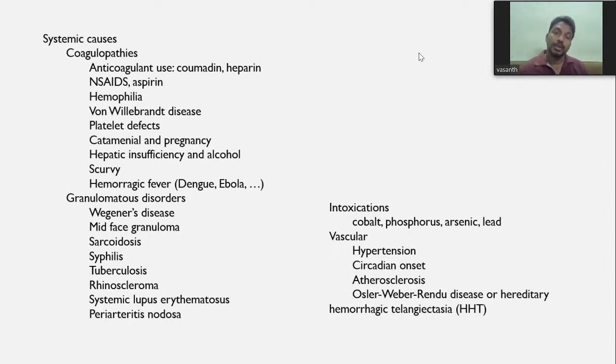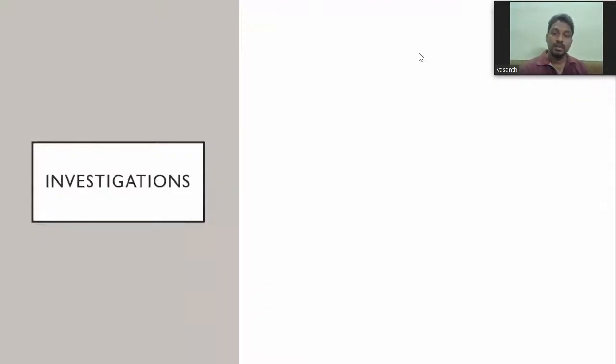And never forget this one, Osler-Weber-Rendu disease or hereditary hemorrhagic telangiectasia. I myself have personally seen 3 to 4 cases of Osler-Weber-Rendu disease, and it's very common. It's not uncommon.